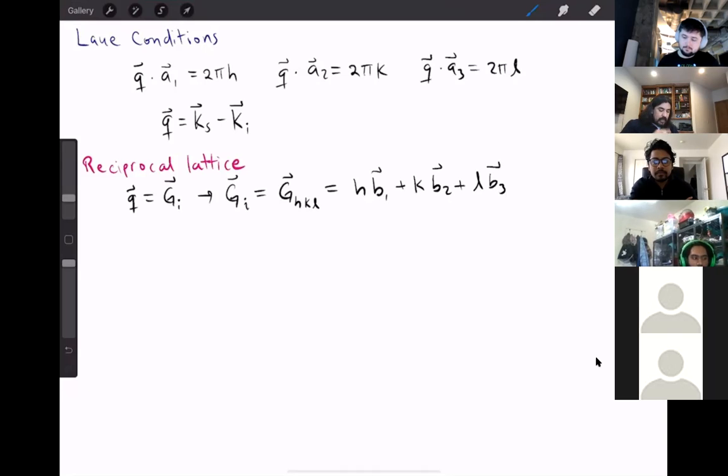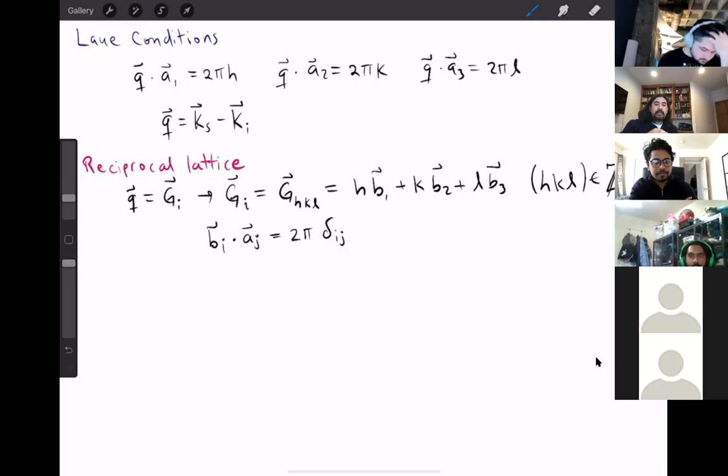So for each of those h, k, and l's that you had in real space, now you have an h, k, and l vectors. Just so that you remember, h, k, and l are all integers, right? There's one that satisfies the conditions. So that means that b_i dotted with a_j is going to be the Kronecker delta. And this Kronecker delta means that if i and j are the same, you get 2 pi. If i and j are not the same, you get 0.